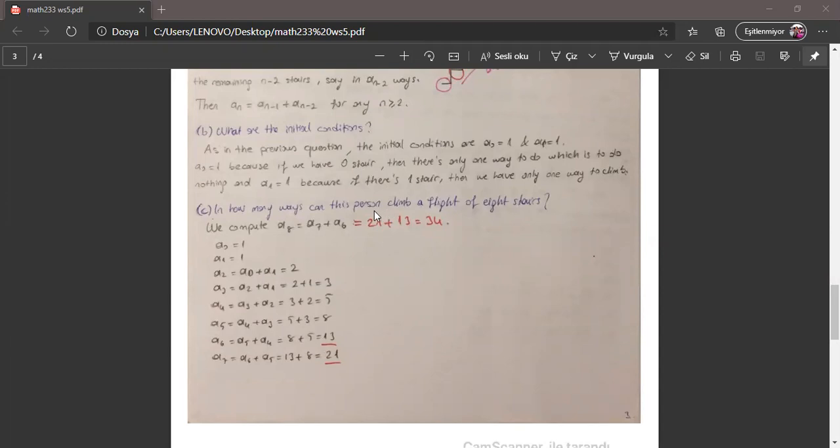Now we have 8 stairs. So what does it say? You should compute a8. You do the same thing: you just put n equals 8 and compute the rest.